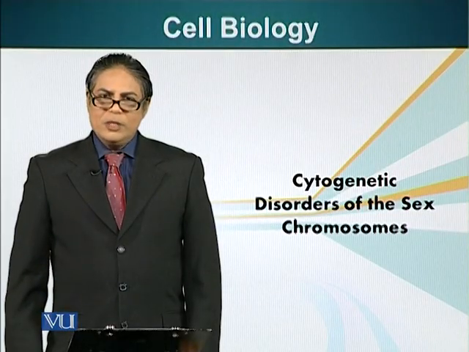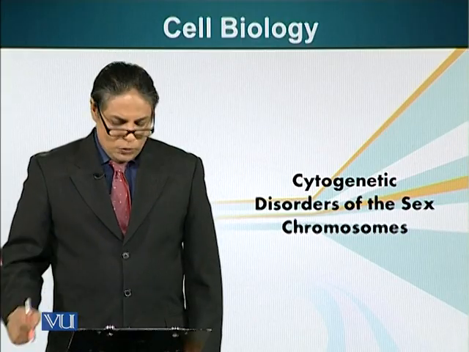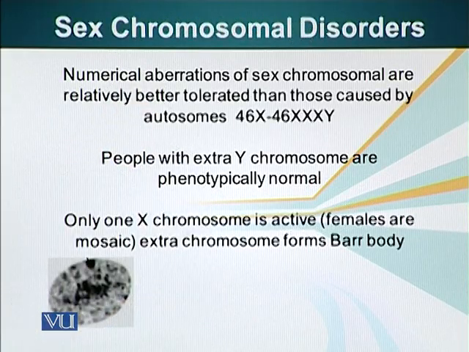In this module, we'll talk about cytogenetic disorders involving sex chromosomes. First of all, let me define a few things. Numerical aberrations of sex chromosomes are relatively better tolerated than those caused by autosomes. For example, the normal karyotype is 46,XX or 46,XY.